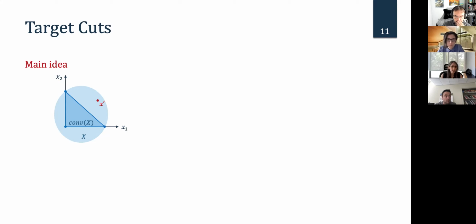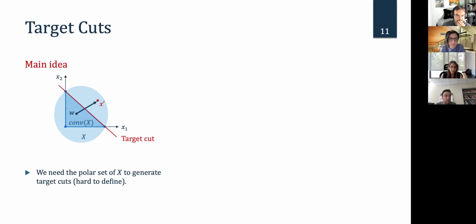So we have our set X, the convex hull, and we have our X prime that we want to separate. What you do is choose a point inside the convex hull, W, and you take a ray that goes from that point to the point that you want to separate. And this ray basically tells us what is the face, the constraint defining the convex hull that will separate that point, and it returns that cut. So basically it gives us the strongest possible cuts that we can get.